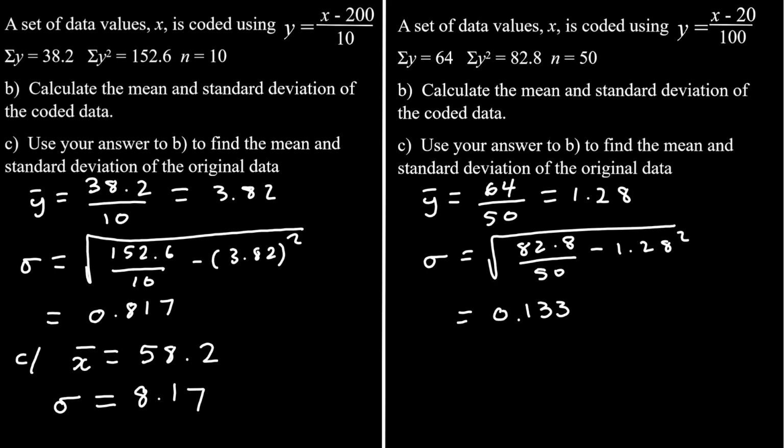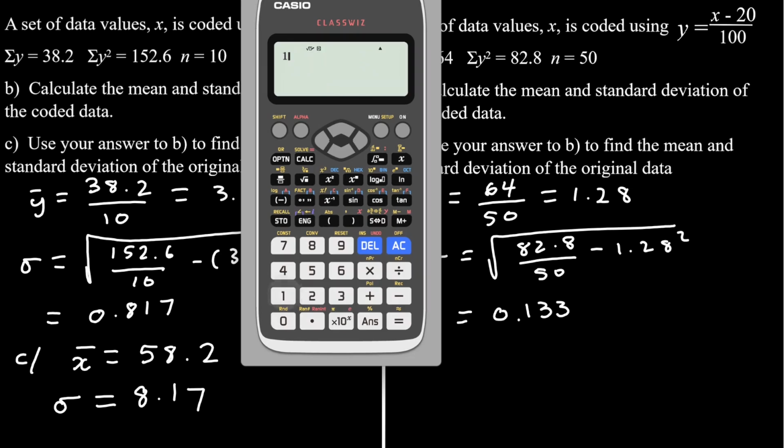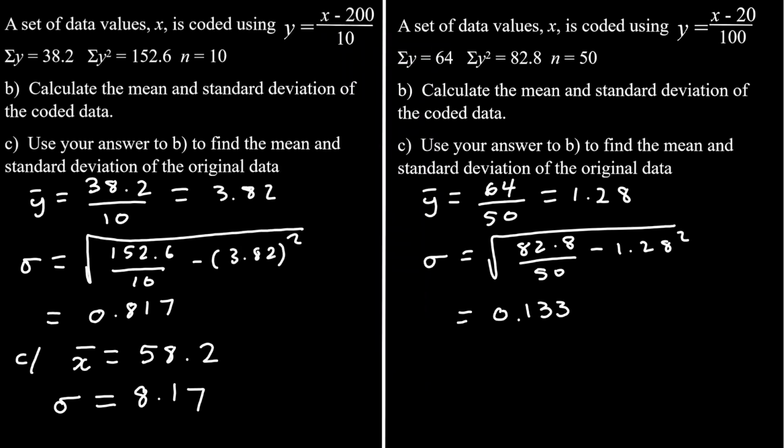Part C, use your answer to part B to find the mean and standard deviation of the original data. So our mean, we need to undo the coding. It's affected by the adding and the dividing. So if we undo it, we're going to times by 100 and then add 20. So we're going to have 1.28 times 100 plus 20. And that is 148.